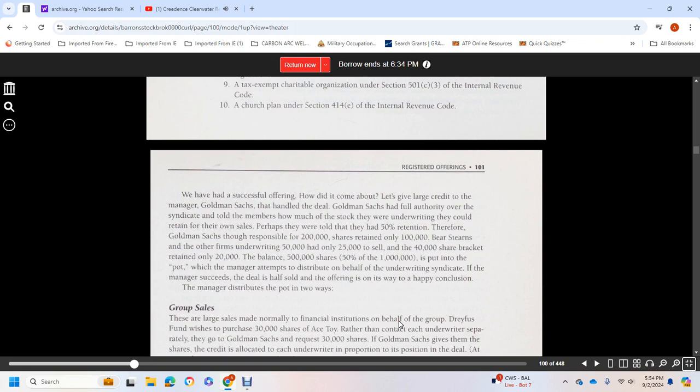We've had successful offerings. How did they come about? Well, let's give large credit to the manager, Goldman Sachs, which handled the deal. They had full authority over the syndicate, which told members how to sell the stock with the underwriting, and that they could retain their own sales. Perhaps they would have been told that they had 50% retention.